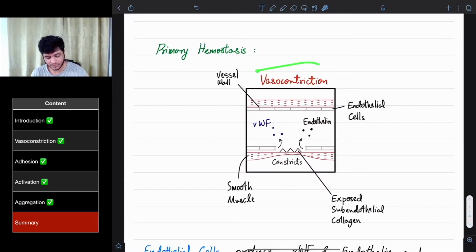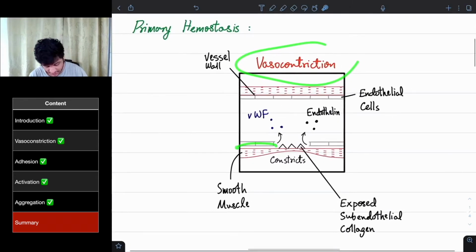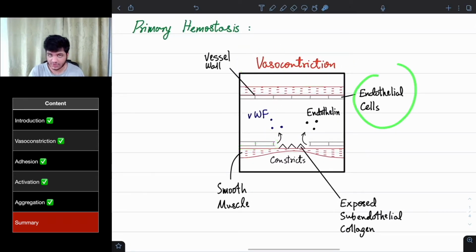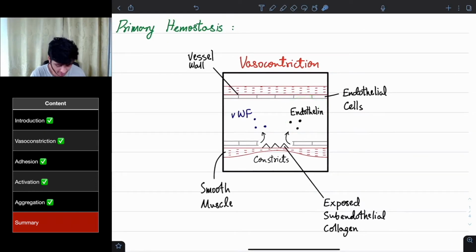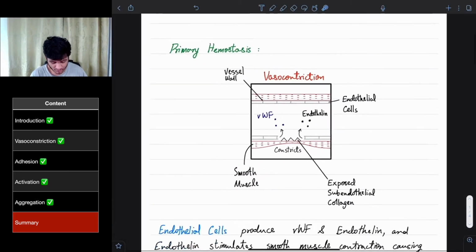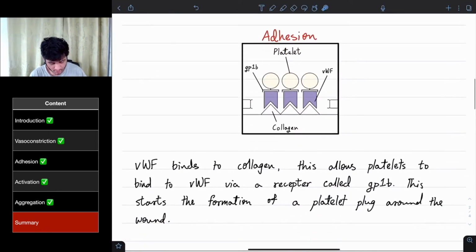So the first step, which is vasoconstriction: whenever there's a cut, it damages the endothelial cells, right? Endothelial cells line the blood vessels. They produce something called endothelin and VWF, which is von Willebrand factor. Endothelin stimulates smooth muscle contraction, which causes vasoconstriction, okay? And VWF binds to the exposed subendothelial collagen. Whenever there's a cut or a wound, subendothelial collagen gets exposed, okay? And that VWF, von Willebrand factor, binds to the subendothelial collagen.